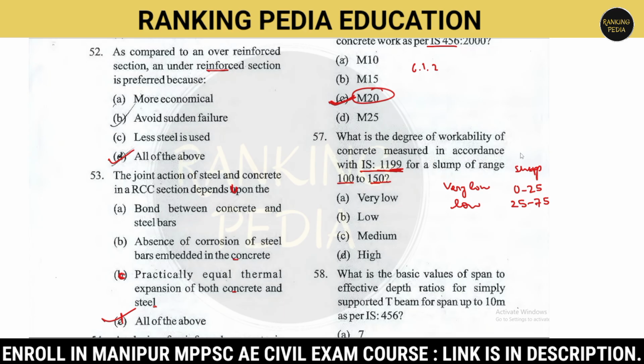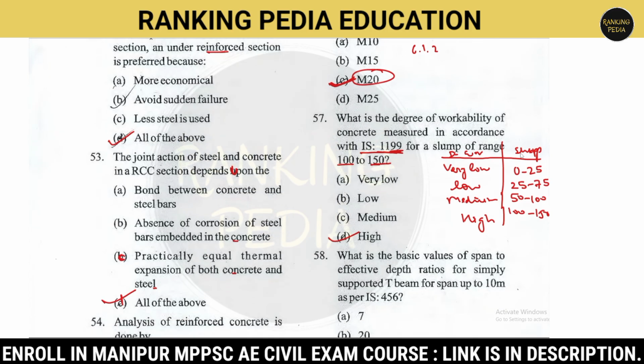Here it is the degree of workability. When we say medium, it ranges between 50 to 100, and for high, above 100, from 100 to 150, it is considered to be high. So the degree of workability is considered to be high. Option D is correct for the 57th question.